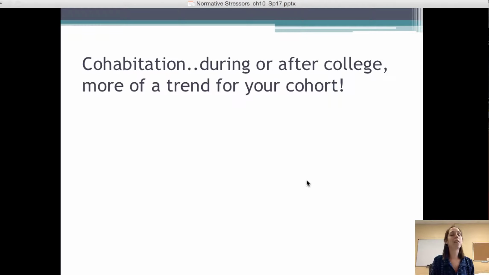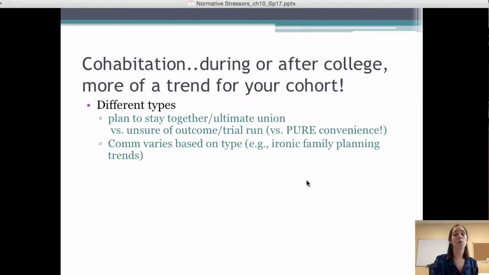Let's talk about living together during or after college. This is more of a trend for your cohort than it was for previous generations. We've talked a little bit about it, but I haven't specified the specific types. So there are different types. There are those who plan to stay together, who see cohabitation as an ultimate union, versus those who are really unsure: "Hey, let's see how it goes." And there are some, less studied, who see cohabiting as simple convenience. "Got kicked out of my apartment."